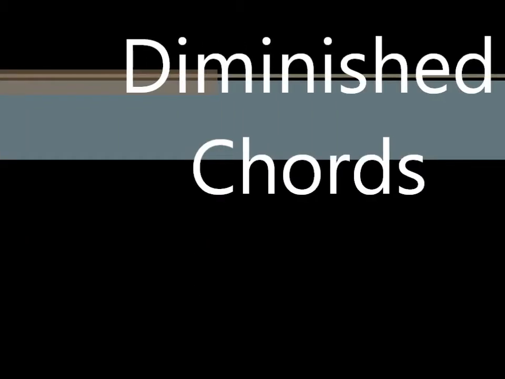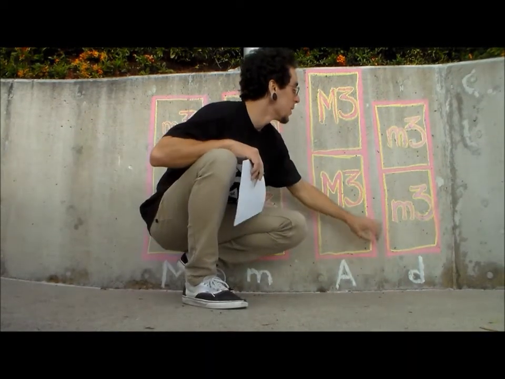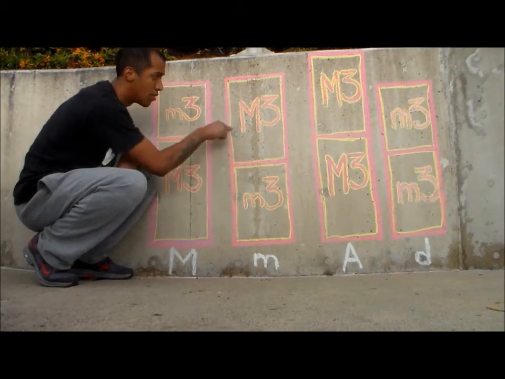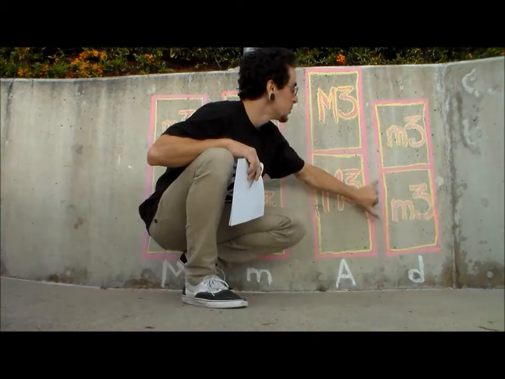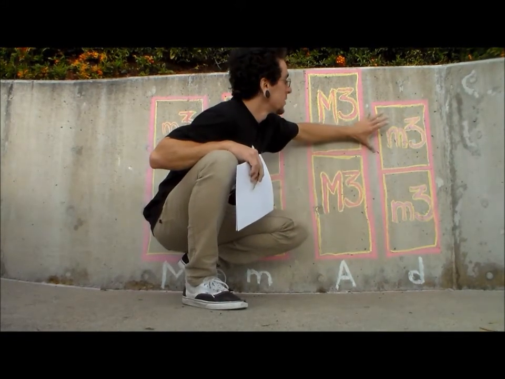Thus, we can conclude that C, E, G sharp is an augmented triad. Next are diminished chords. The easiest way to explain the diminished chords is to compare them to minor chords. Where the minor chords were a minor third interval with a major third stacked above, the diminished chords have a minor third interval with another minor third stacked above it.